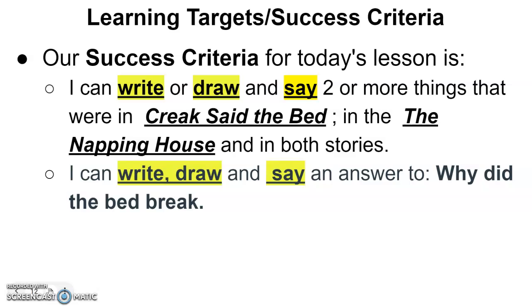Our success criteria for today's lesson is, I can write or draw and say two or more things that were in Creak Said the Bed, were in The Napping House, and that were in both stories. And then I can write, draw, and say an answer to, why did the bed break?